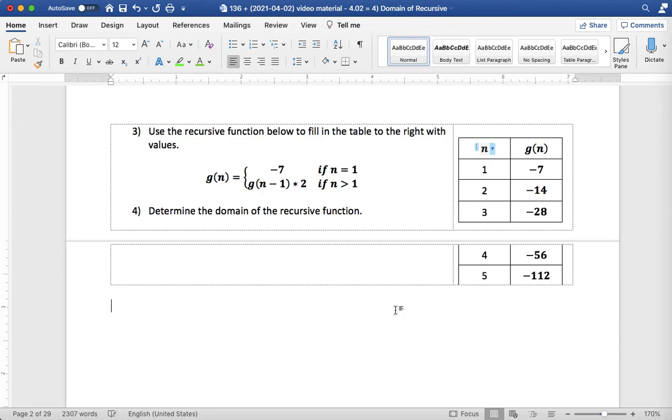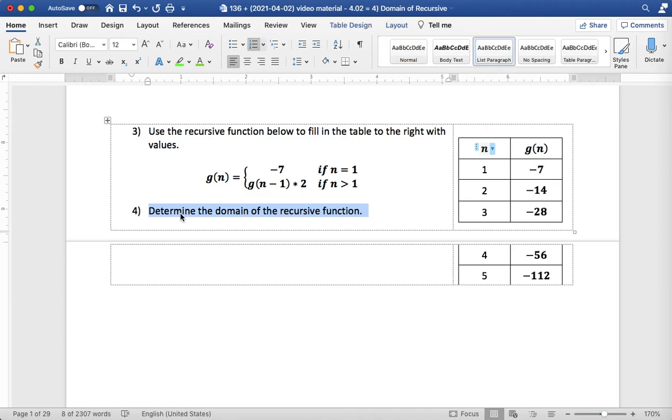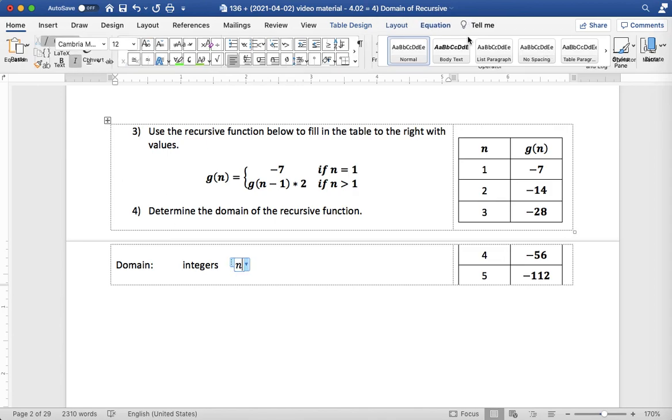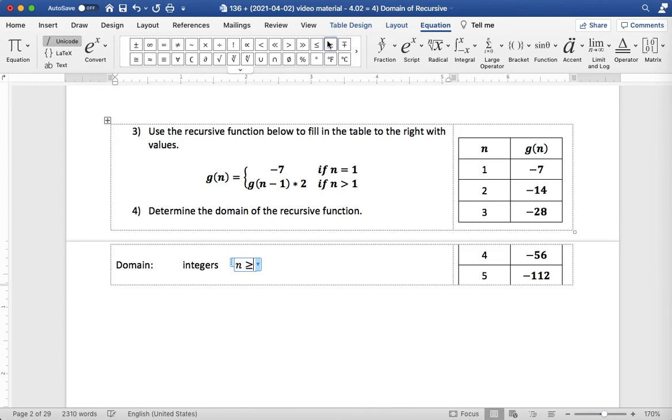Okay, pause the video here. Determine the domain for this recursive function. Hit play when you are ready to check your answer. Okay. So here, your domain is integers when n is bigger than or equal to 1.